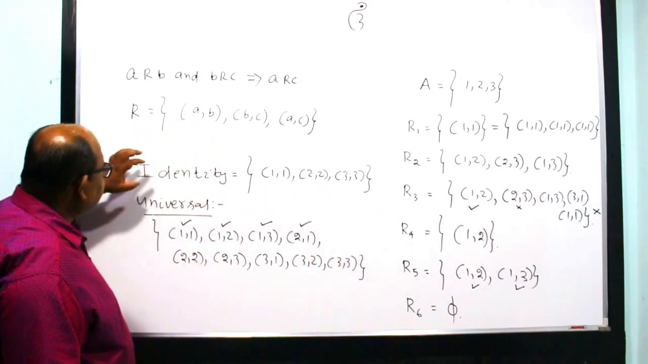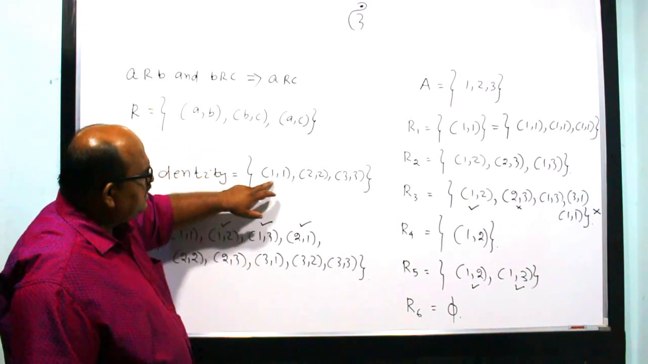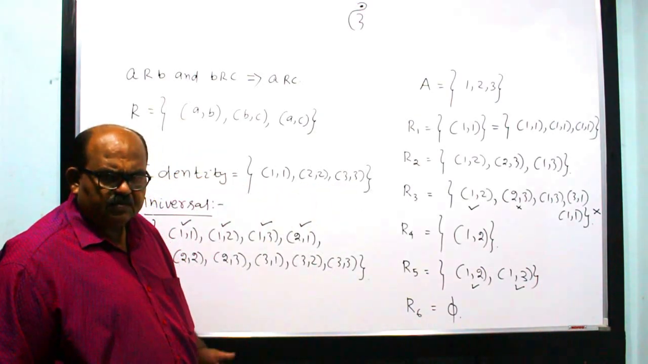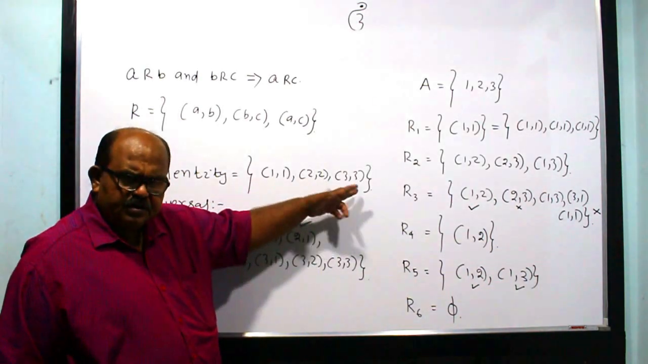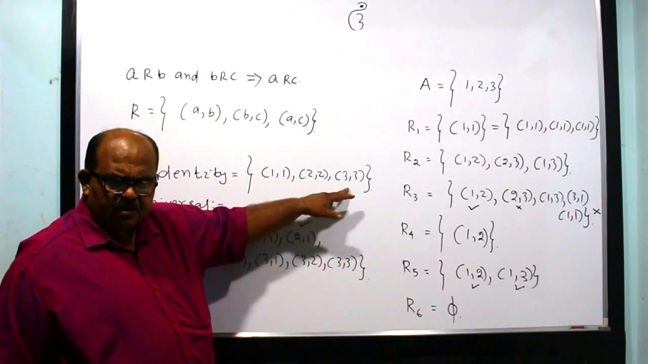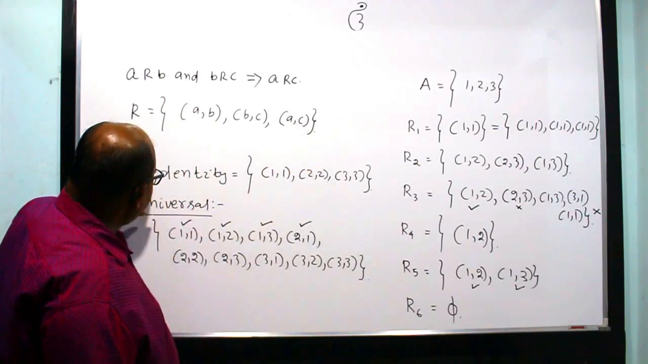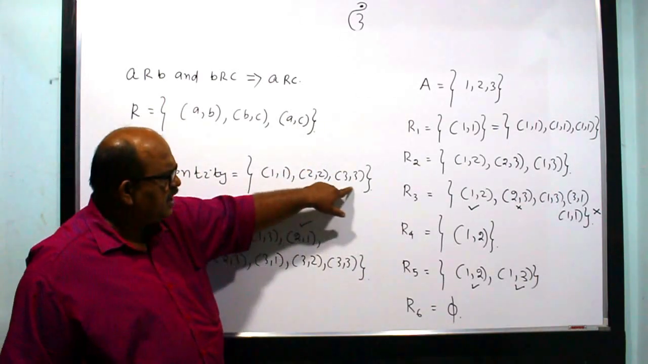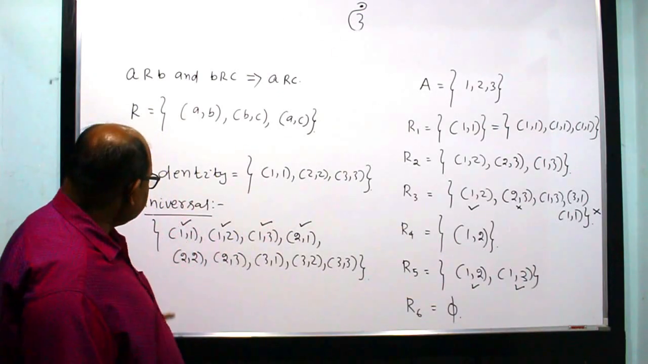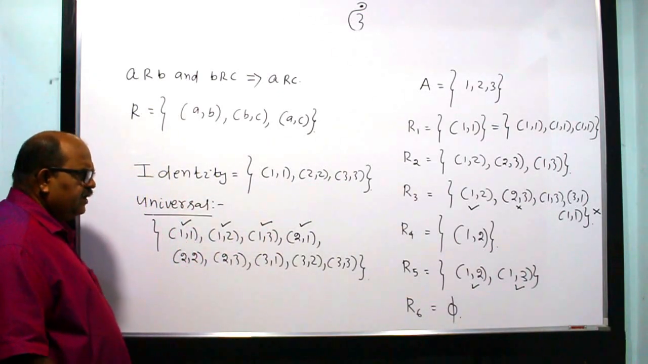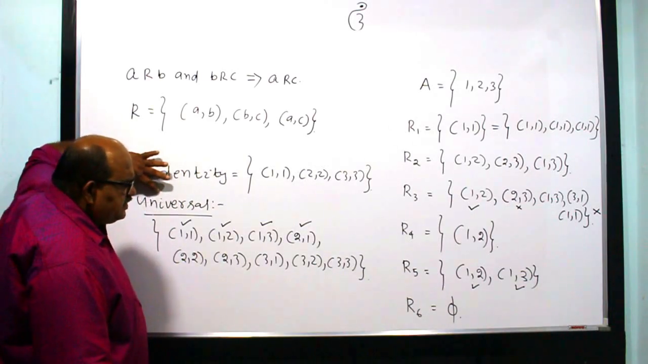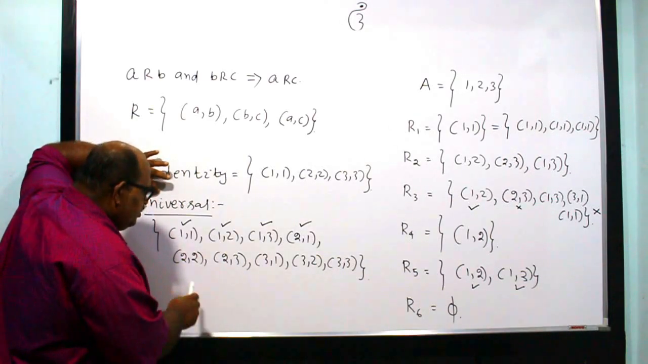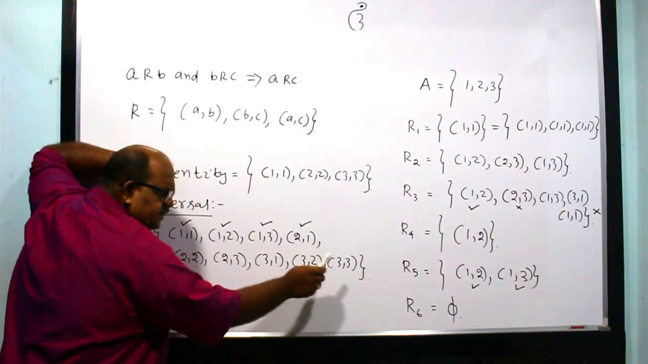For example, look at this identity relation. Is this reflexive or not? Yes. 1 1, 2 2, 3 3, it is reflexive, and is this symmetric or not? Yes. Symmetric, and is this transitive or not? Yes. So the identity relation is an equivalence relation. Okay, now similarly come to the universal relation. Will it be an equivalence relation or not? Look at the universal relation: will it be reflexive or not? Yes, because 1 1, 2 2, 3 3 are present.